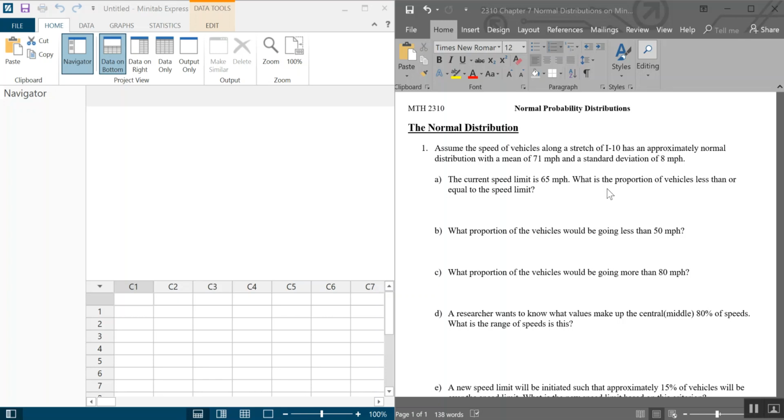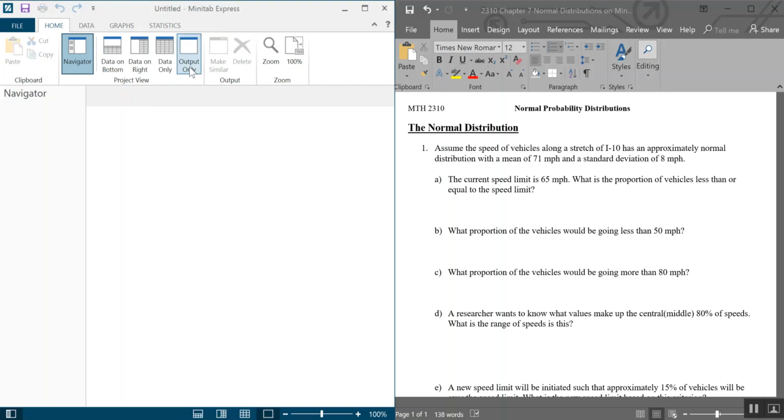Hello and welcome to the Chapter 7 video on Minitab Express to calculate normal probabilities. Just as a reminder, this is just how to do some calculations once you already have the distribution. Once again, since there is no data involved and I'm just using Minitab to do some calculations for me, I don't need the data. So I'm going to change my navigation to show output only.